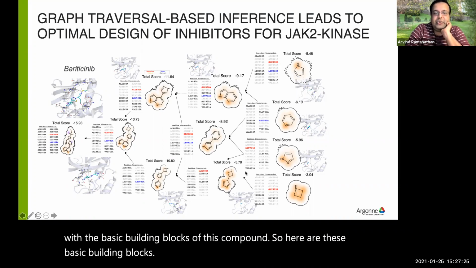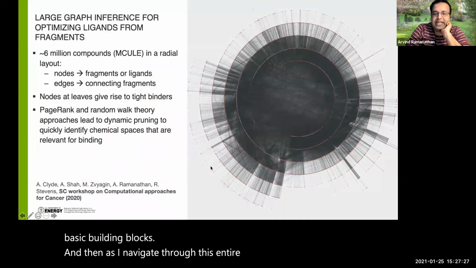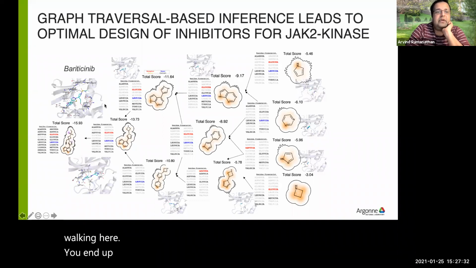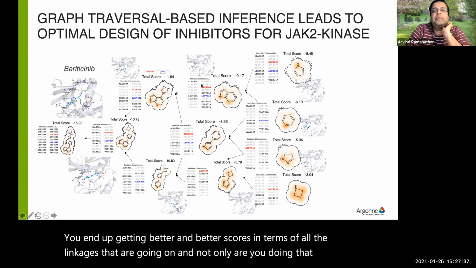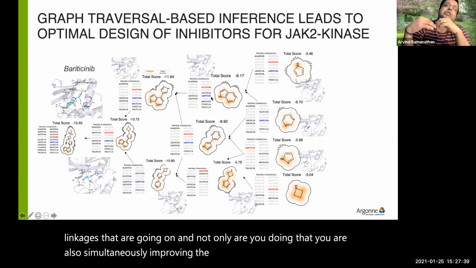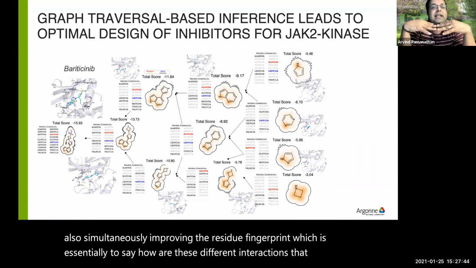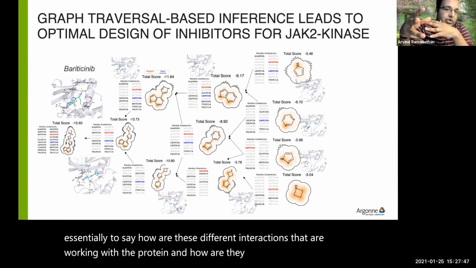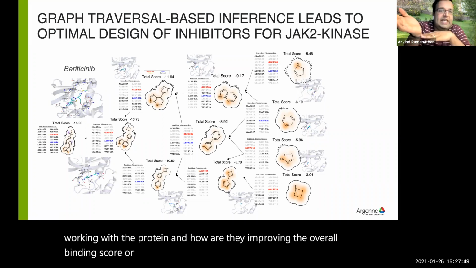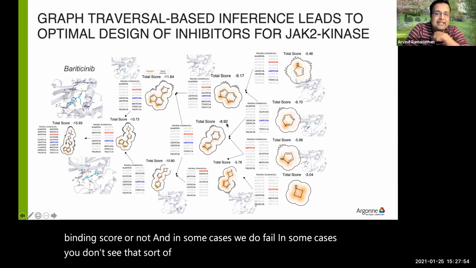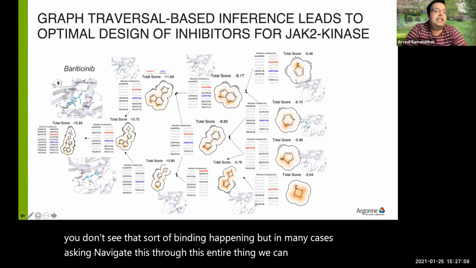And then as I navigate through this entire tree, like what I was walking through here, you end up getting better and better scores in terms of all the linkages that are going on. And not only are you doing that, you're also simultaneously improving the residue fingerprint, which is essentially to say, how are these different interactions working with the protein and how are they improving the overall binding score or not? And in some cases, we do fail. In some cases, you don't see that sort of binding happening. But in many cases, as we navigate through this entire thing, we can reconstruct a top ranked compound across this library.